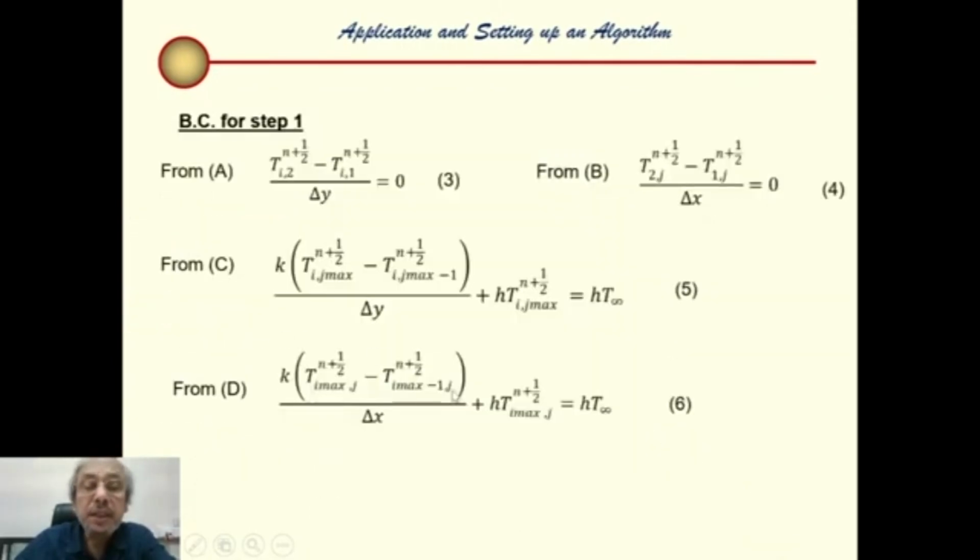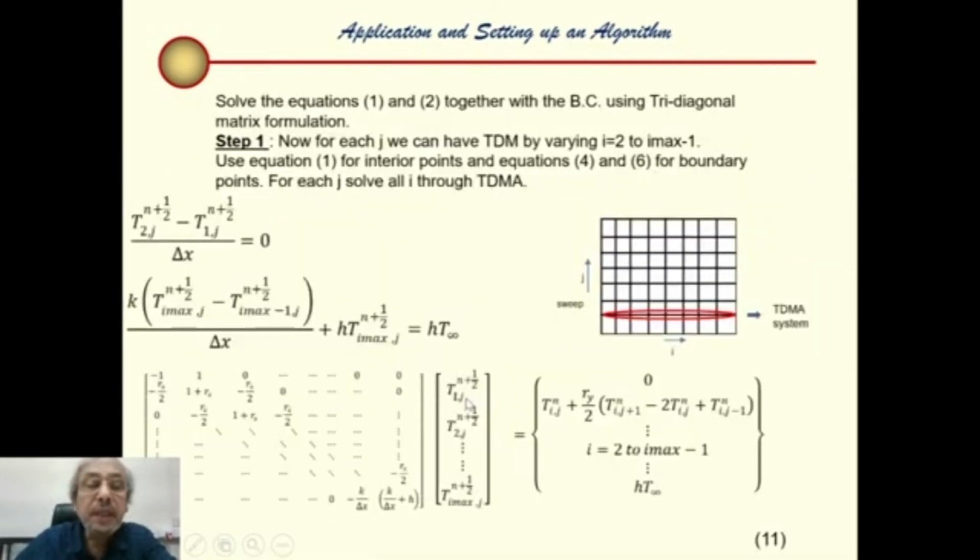Equation 6 will basically be the extreme right boundary: minus k del T del x equal to h into T minus T infinity. That is the boundary condition for the extreme right. And then we can write down the entire matrix this way. Now we'll explain it again.